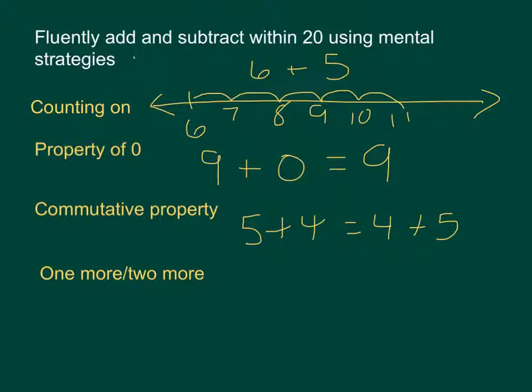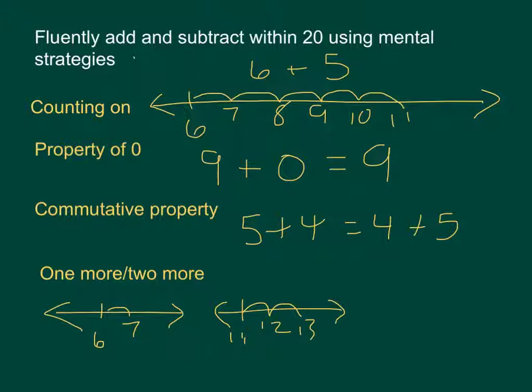1 more and 2 more. When you add 1 or 2 to a number, it's like counting. Number lines will help also with this strategy. So if you have 6 and 1 more would be 7. Just knowing the number that comes after that number. Let me go ahead and erase this number line. I made it a little big. So if you would start with the number 11 and you want to know 2 more, it would be 12, 13. And they should be able to mentally calculate that in their head.